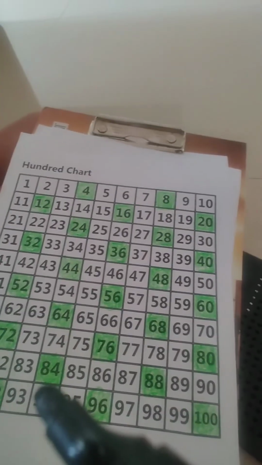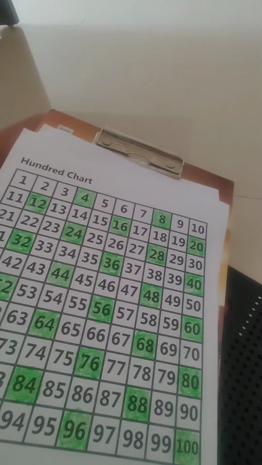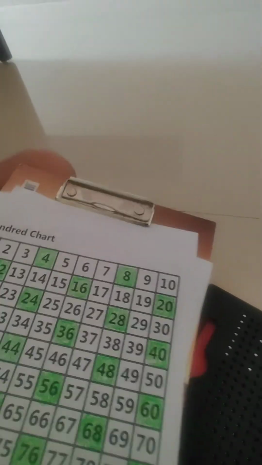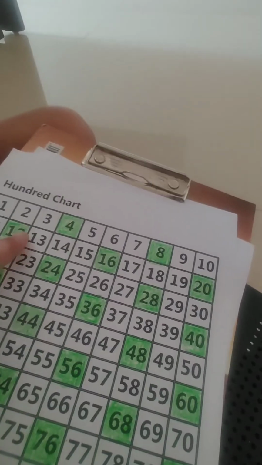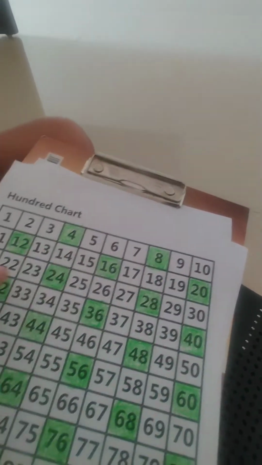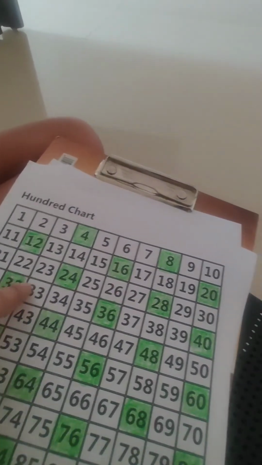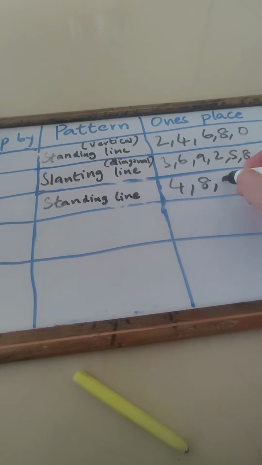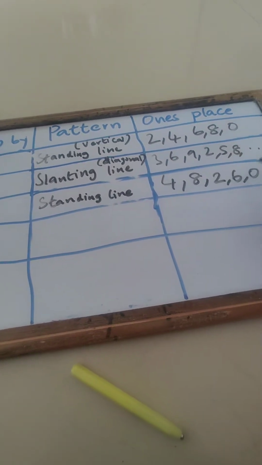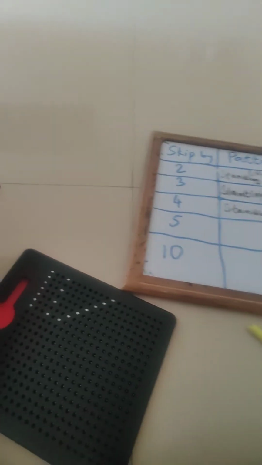And do we see a pattern in the ones place? Let's see. We have 4, 8, 2, 6, 0. Again it repeats. 4, 8, 2, 6, 0. So we can write that's the pattern we have.